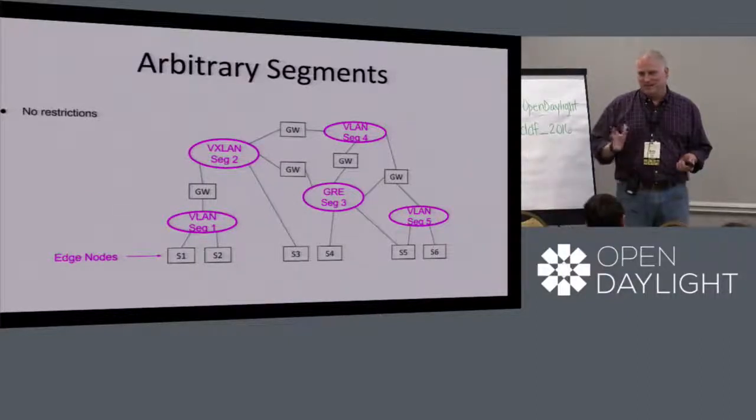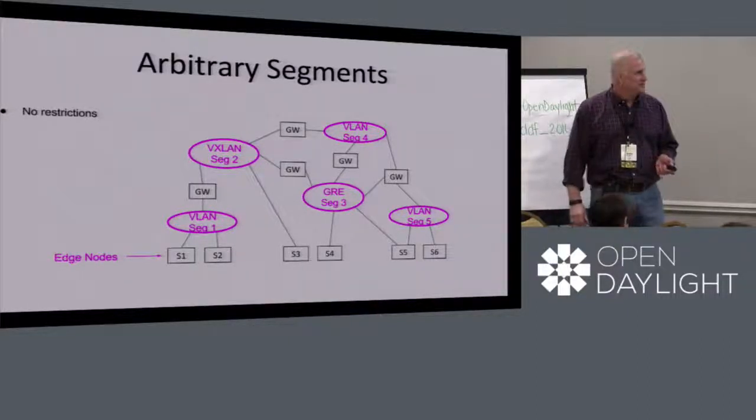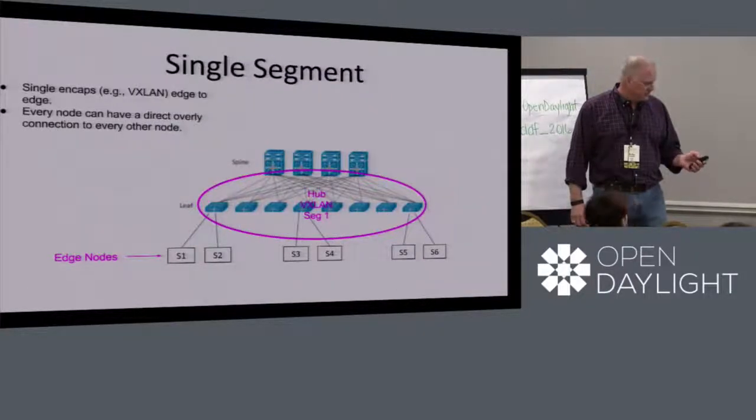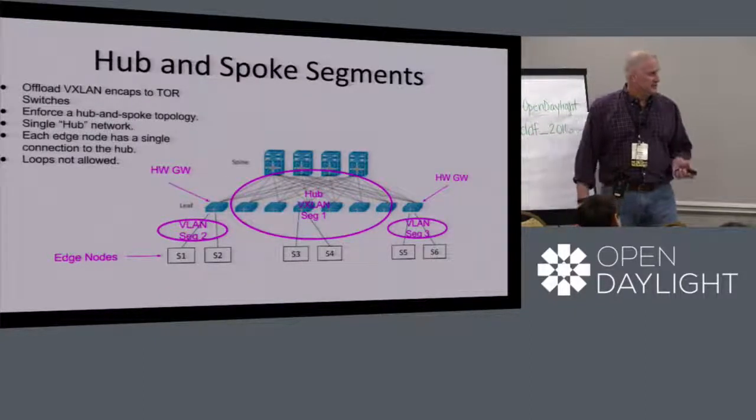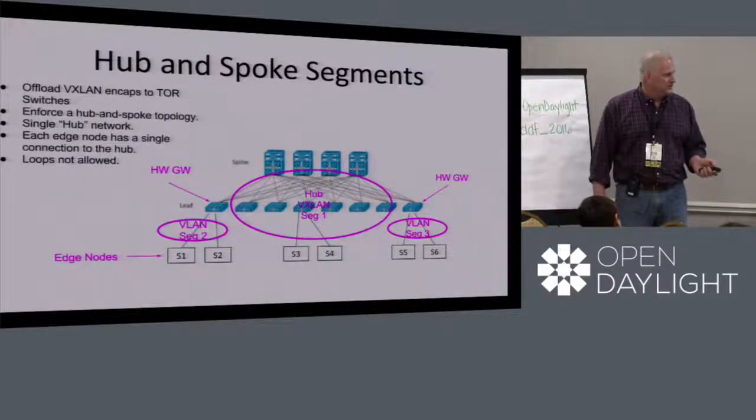Probably it's not going to be the top priority to solve all these purely arbitrary use cases. The main one we want to do is, initially we have this flat, single segment, and then to move to this use case with the VLANs and the central core.